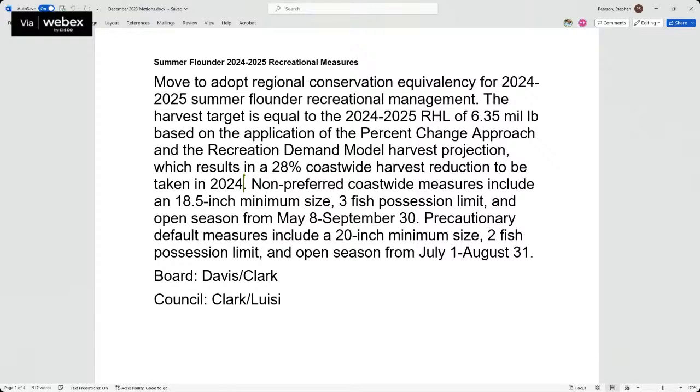I think it's clear here that it's saying you are adopting measures for 2024 and 2025, and it is a 28% reduction taken in 2024, and your measures continue into 2025. Is that clear enough for the record? Tony's very convincing. All right, we'll keep it as is then. Any further discussion on the motion? We can always make it very clear in the meeting summary, the intent as well. Is there a need to caucus?